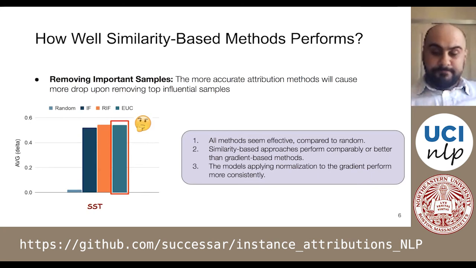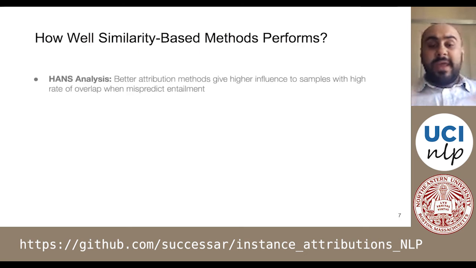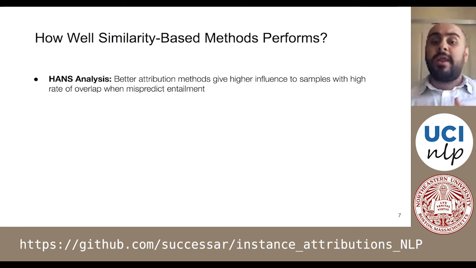The second experiment that we conduct to observe the quality of explanation in similarity-based methods was using the HANS benchmark. The HANS dataset was created to study existing artifacts in NLI benchmarks. And more specifically here, we focus on lexical overlap. And the conjecture here is that better attribution methods give higher influence to samples with a high rate of overlap when the model actually uses that specific artifact in its prediction.